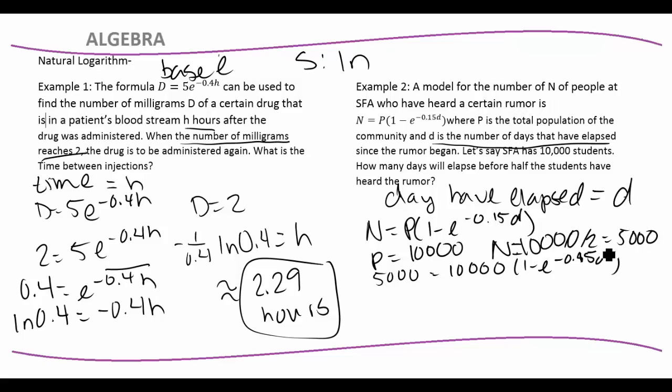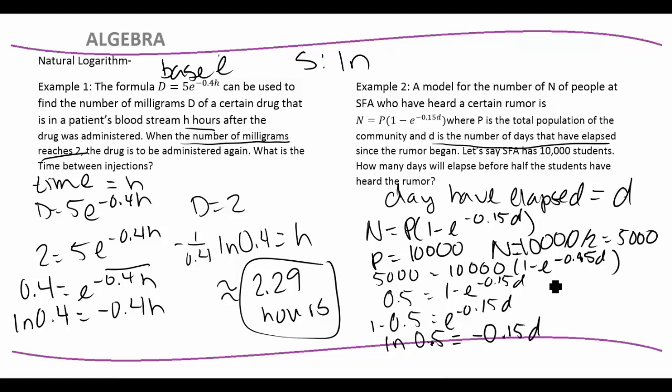Now we're going to solve for d. First, let's get rid of this 10,000. We divide both sides by 10,000 and get 0.5 equals 1 minus e to the negative 0.15d. Now we want to get rid of this 1, so we get 1 minus 0.5 equals e to the negative 0.15d. Now we can take the natural log of both sides, so we have the natural log of 0.5, because 1 minus 0.5 is 0.5, equals negative 0.15d, because the natural log and e cancel.